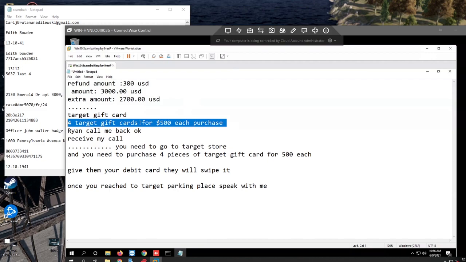Why will you take a shopping cart from the Target store? I told you to take a Target gift card. It's a gift card from the Target store. You need to purchase this card, okay?